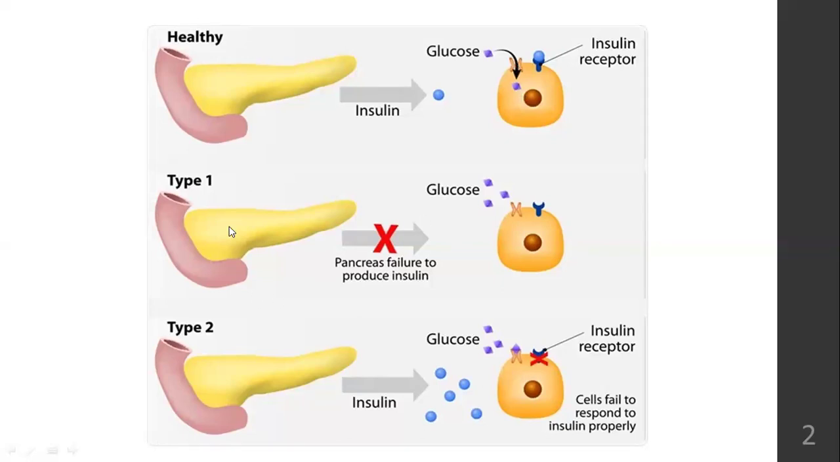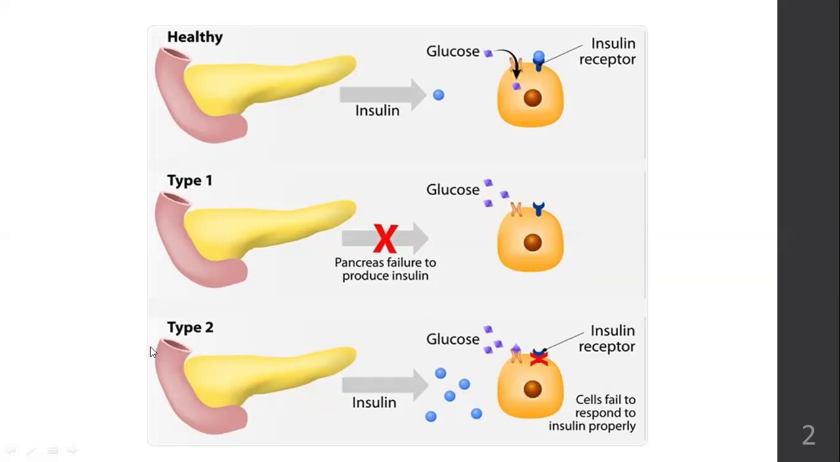So there are basically two different types of diabetes, type 1 and type 2. The causes are different. In type 1 diabetes, the pancreas doesn't produce insulin. There is an absence of insulin. The pancreas fails to produce insulin, so there is nothing that can open up the pathway for glucose to enter into the cell. Insulin receptors remain empty. There is no way glucose can enter into the cell.